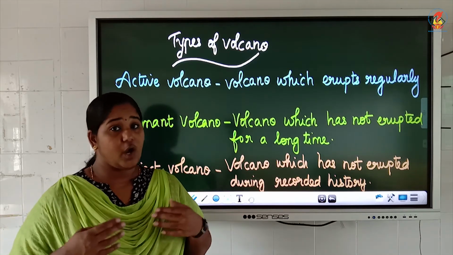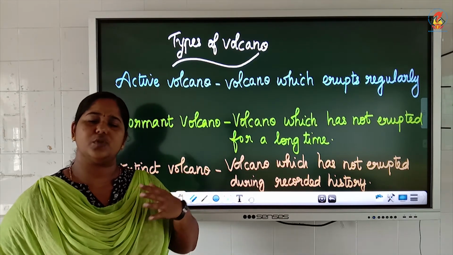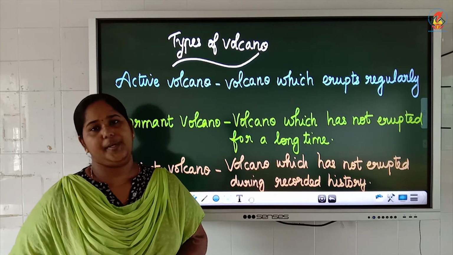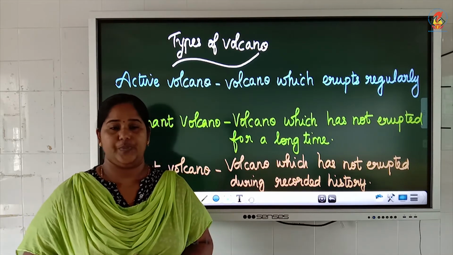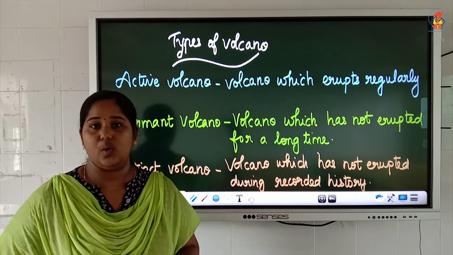Extinct volcanoes will not erupt again. They have not erupted for a recorded history. That means for so many years they have not erupted. They will not erupt in the future also. So these are the three types of volcanoes that are seen around us.